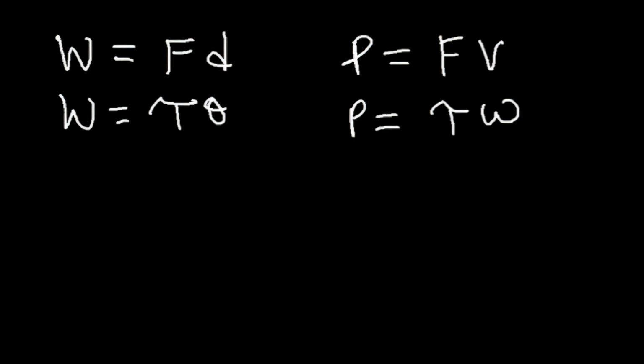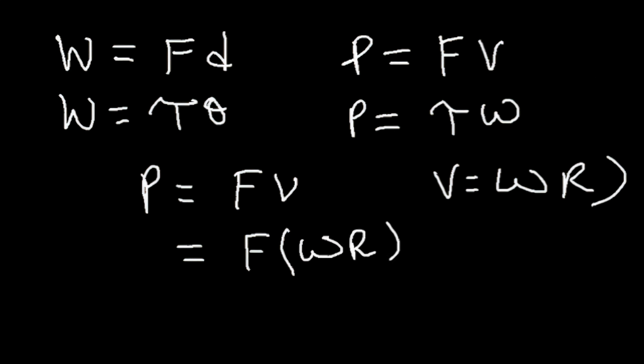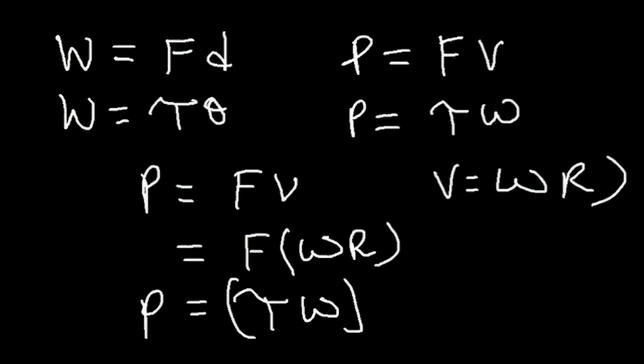Now for the other equation, if you start with this equation, we can replace velocity with angular velocity times the radius. And F times r is the torque. So torque times angular velocity is equal to the power.